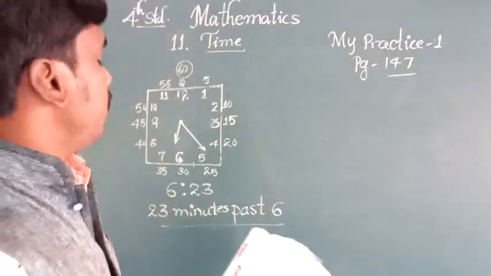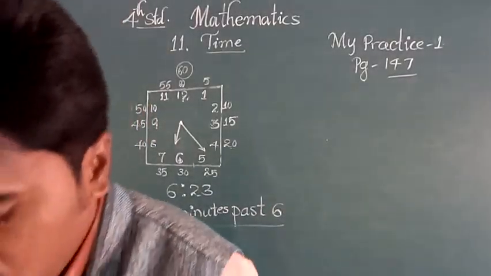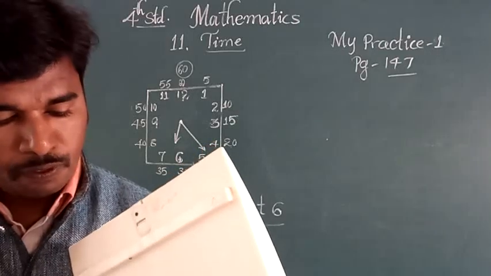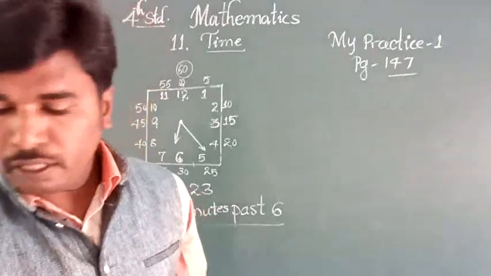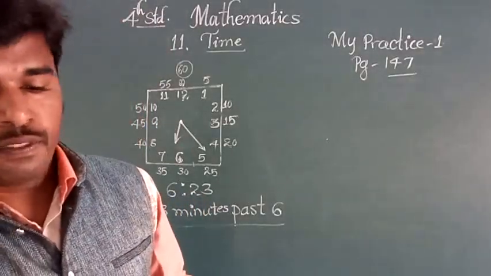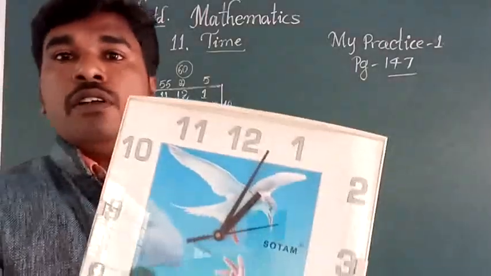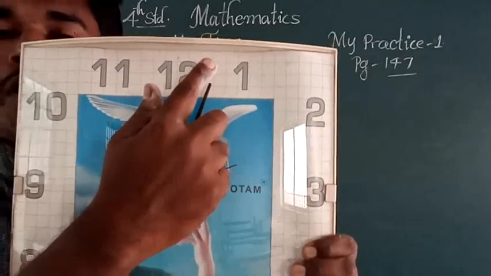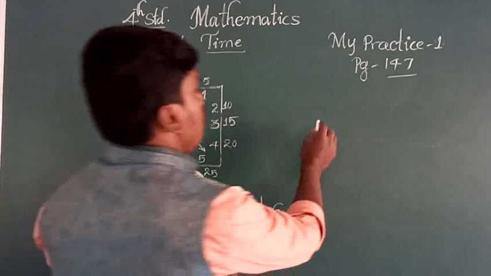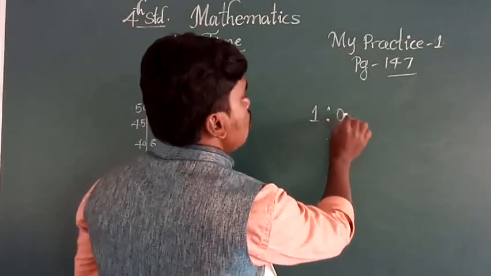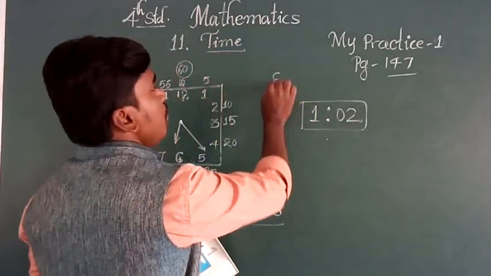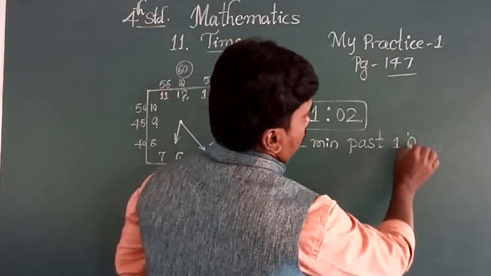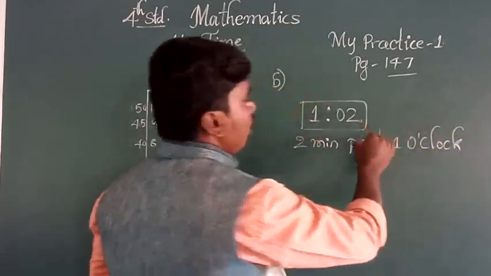The second one, they have given the time at 1 o'clock. Now I am showing a model clock showing the time which is given in the textbook itself. Observe. The hour hand is at 1 and the minute hand is at 2. That means it completed 2 minutes. 1 o'clock, it completed 2 minutes. You can write the time like this. It is the second one, B. And you can write 2 minutes past 1 o'clock. In both ways, you can write the answer.